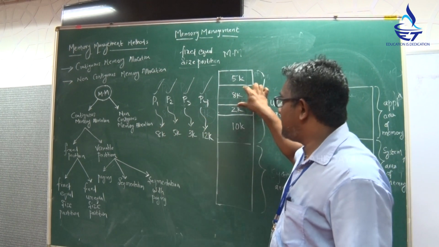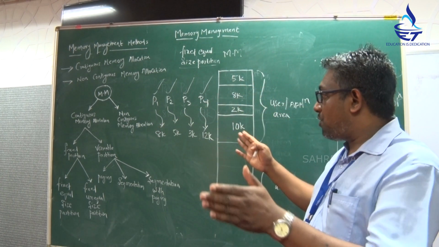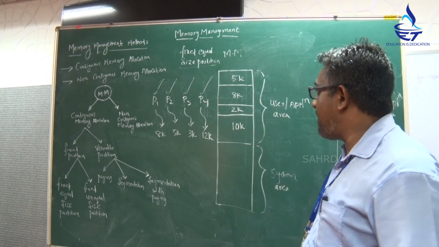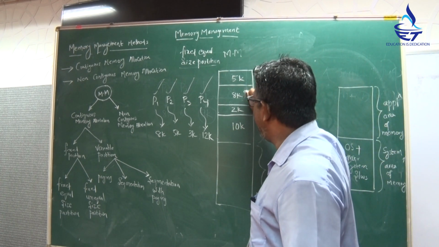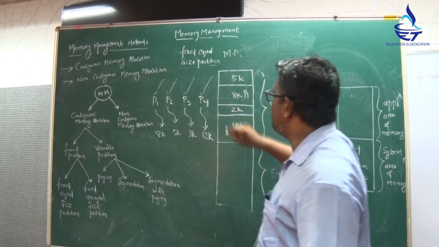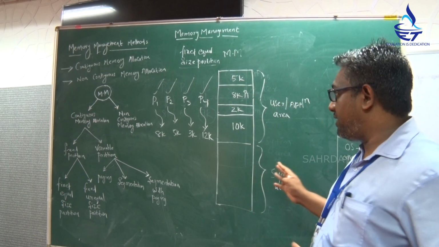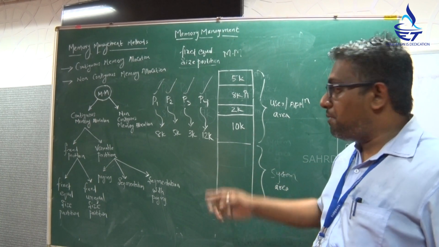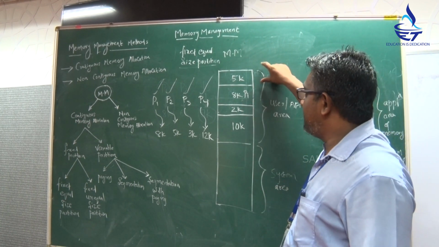So it will check whether the size exactly matches or is less than the size of the memory block. Here the size is exactly matching, so we can place P1 here. We use the entire memory block here. There is no wastage of memory. Now P2 comes, and it again will check one by one.